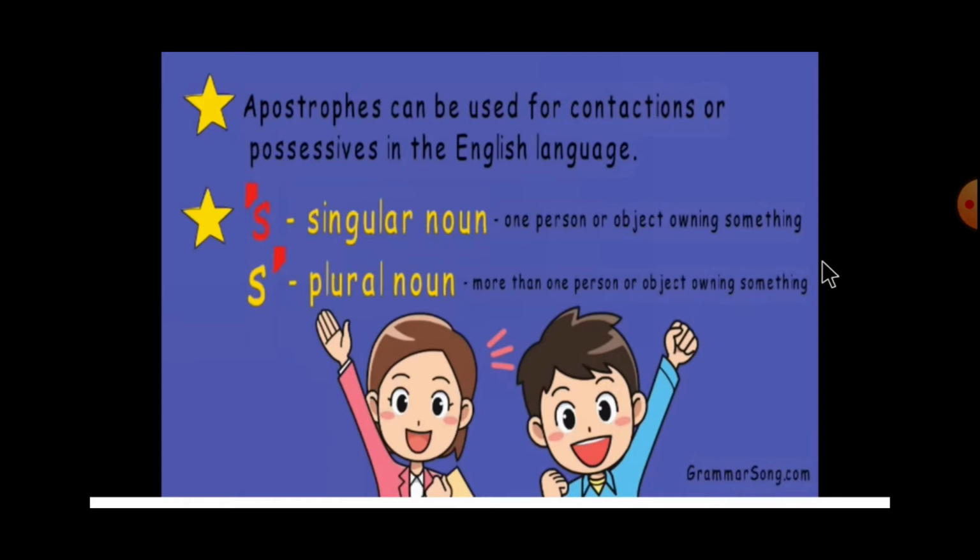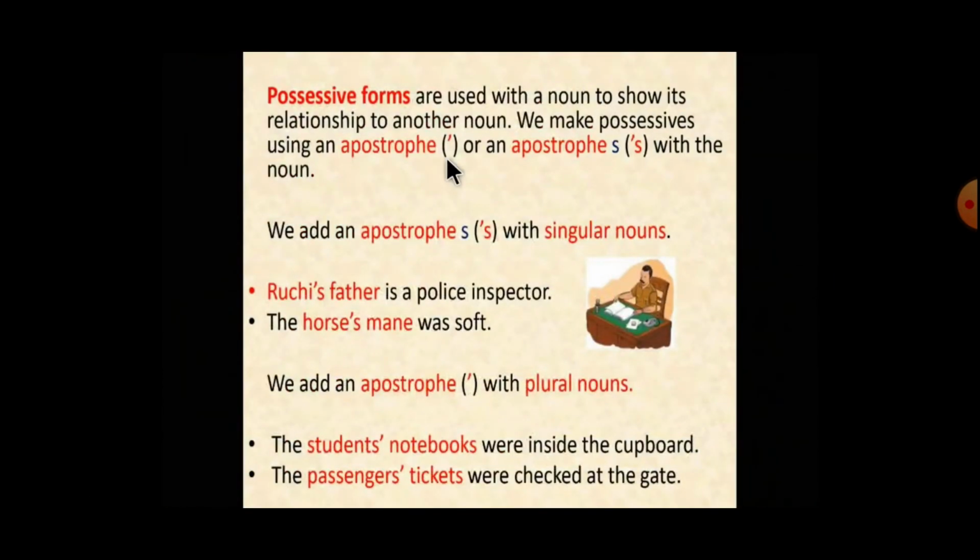Please remember, possessive forms are used with a noun to show its relationship to another noun. We make possessives using an apostrophe, this is the sign of the apostrophe, you can see in the bracket, or an apostrophe s. How to write that apostrophe s? The sign of apostrophe and the alphabet s with the noun, not after, but with the noun.